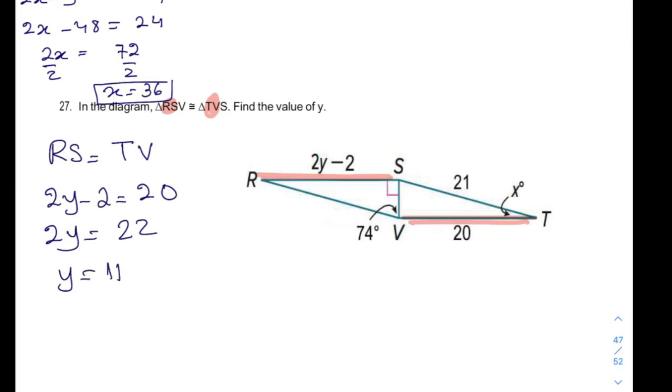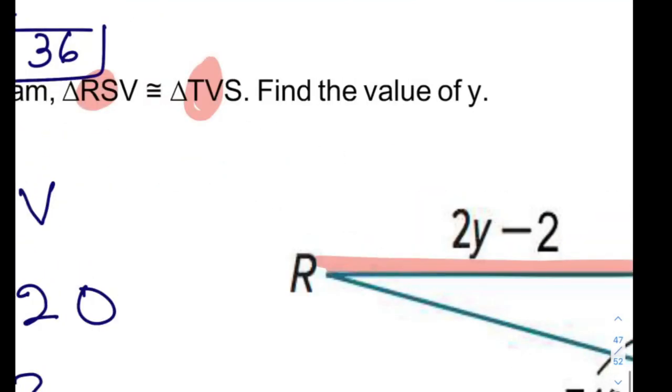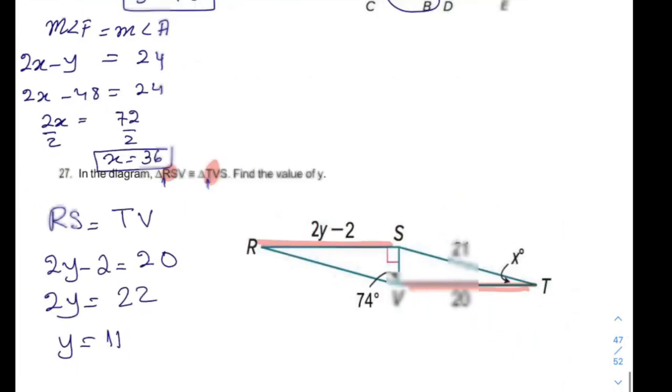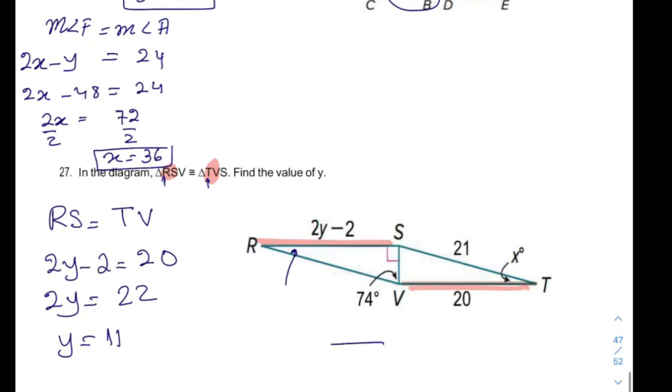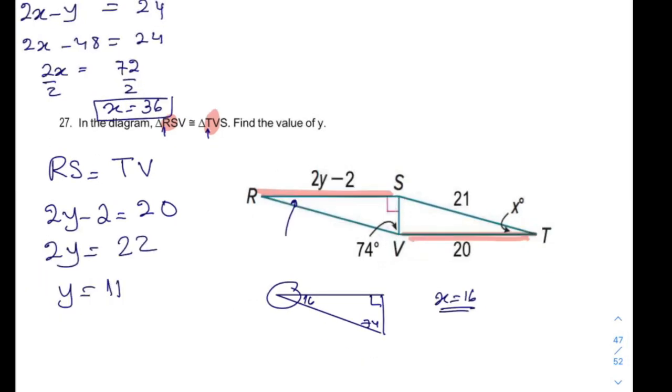If you are asked to find x, what will you do? X here is the measure of angle T, right? But angle T corresponds to angle R. R is not given here, right? But you can find it. Why? This is the triangle that R is located at. This is 90 and this is 74. We can find R by subtracting 90 minus 74, which is 16. So x is 16. You can check. It's not required, but you can find it.